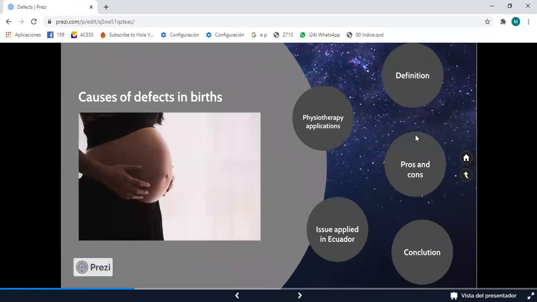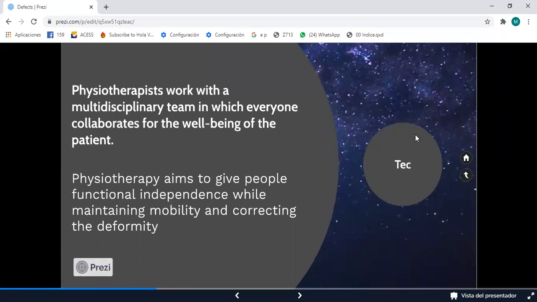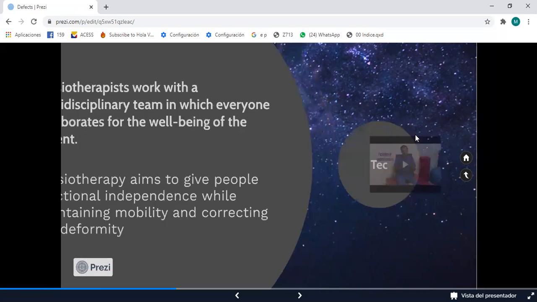In physiotherapy applications, the physiotherapists work with a multidisciplinary team in which everyone collaborates for the well-being of the patients. And physiotherapy aims to give people functional independence while maintaining mobility and correcting the deformity.